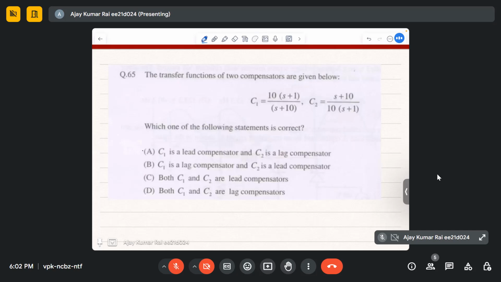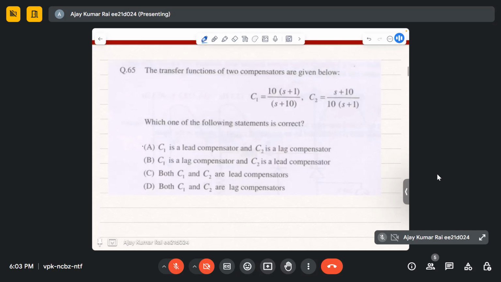The transfer functions of two compensators are given below, C1 and C2. Which one of the following statements is correct? It's just a 1 or 2 marks question for the GATE, but you can actually do this question just by doing the Bode plot, without finding out all the coefficients Kc, T or alpha, beta. So let me first do it that way.